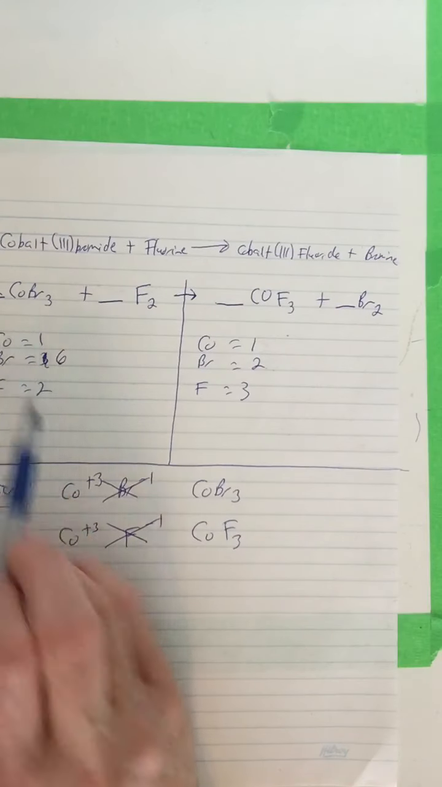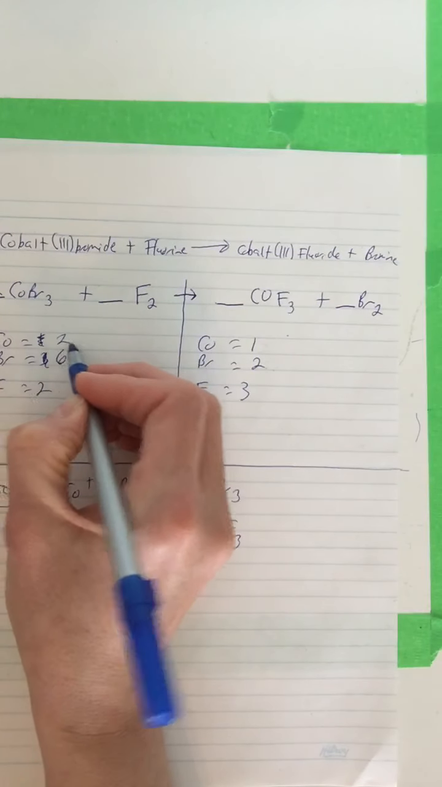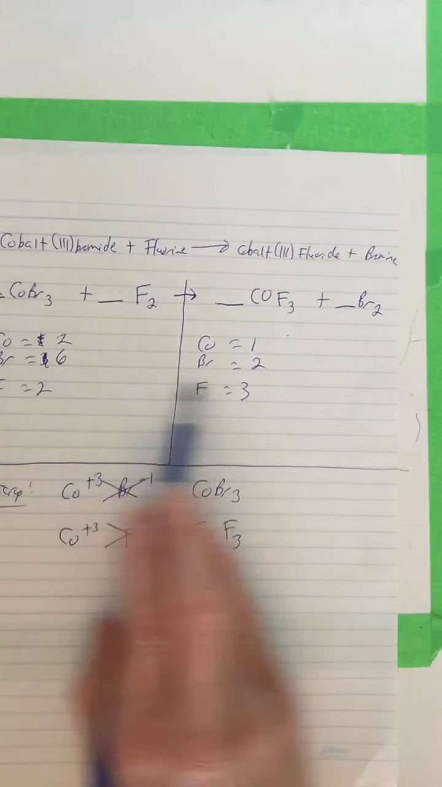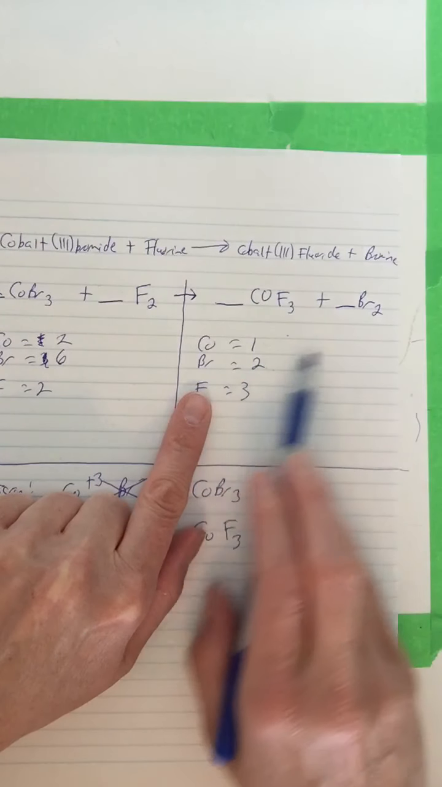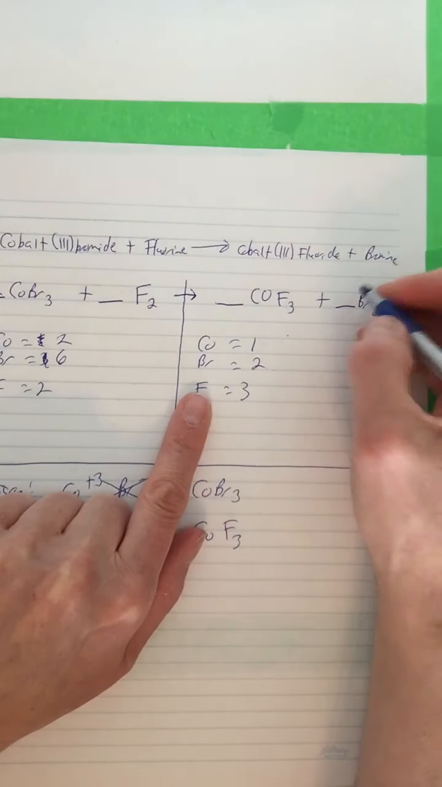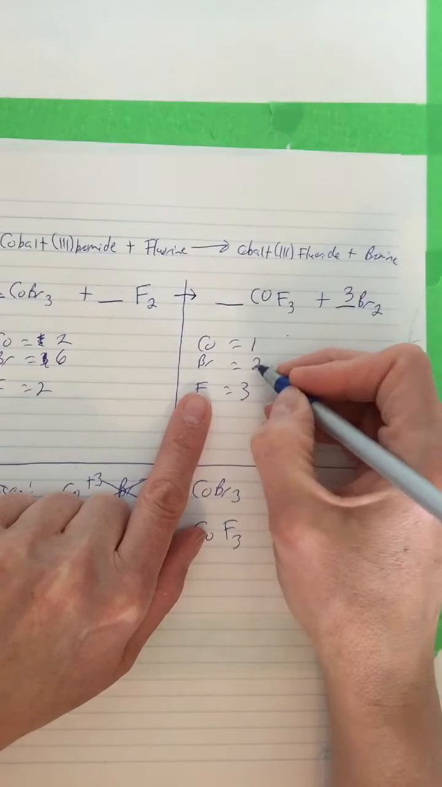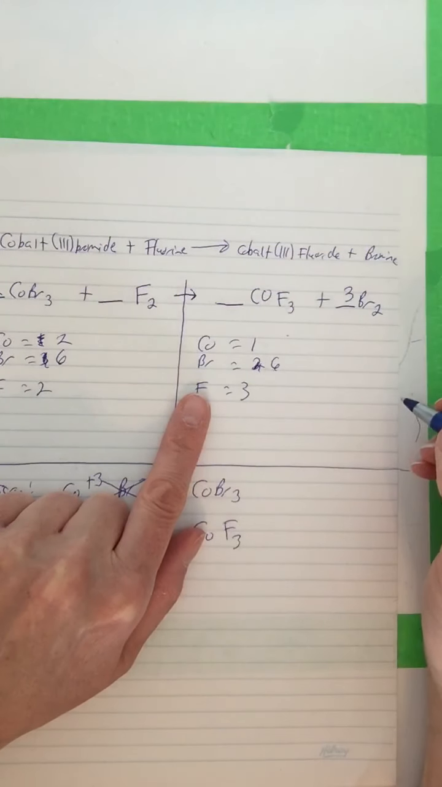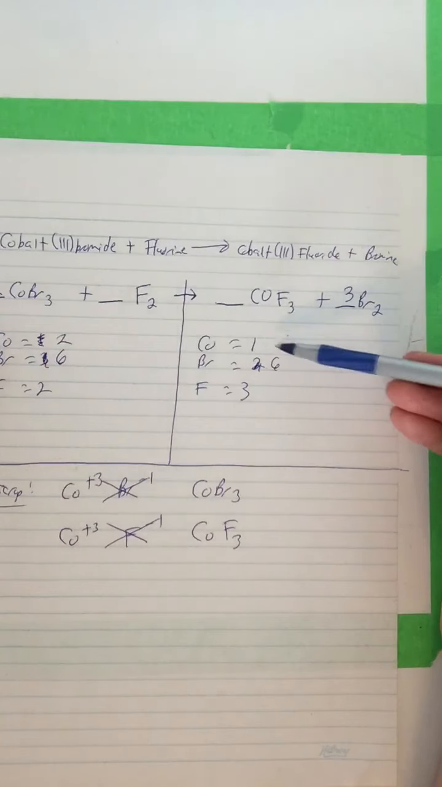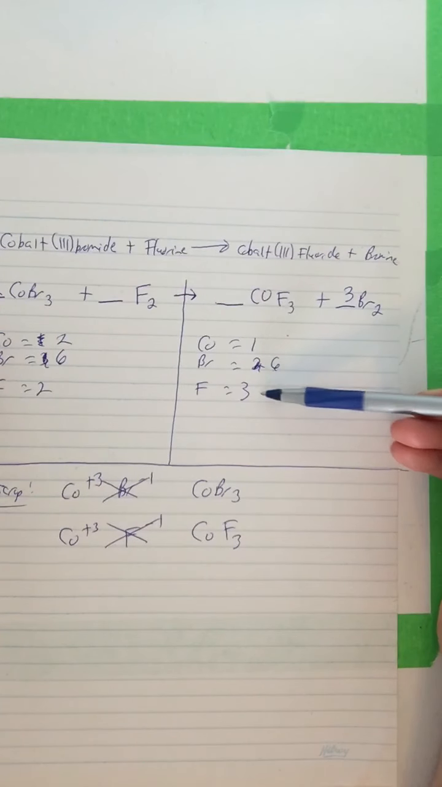So that gives me a 6 on this bromine. It also changed my cobalt to 2, so I've got to fix that. Now, if I get this bromine on this side to 6, what do I do? I put a 3 out front. 3 times 2 is 6. So far, our cobalts aren't good, but we're going to continue on, and then we'll go back and look at those if these don't work out.